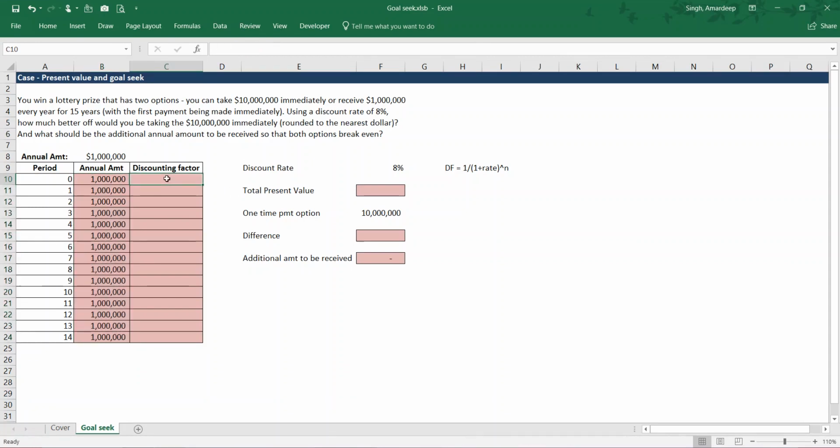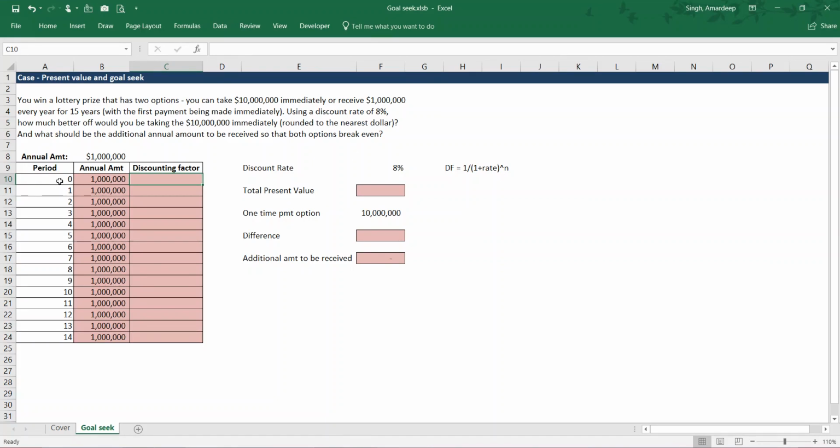Alright, now how do you compute the discounting factor? The discounting factor can be computed by using the concept of time value of money, wherein we take this factor as equal to 1 divided by (1 plus the discount rate) raised to the power n, wherein n is the period for which the discounting has to happen.